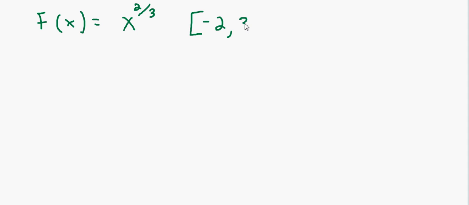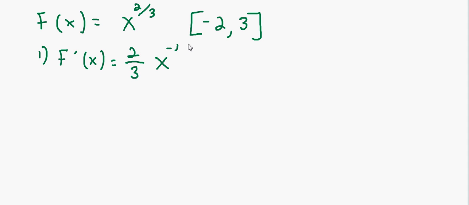So let's do that. Let's say we have the function f of x equals, I don't know, let's say x to the 2/3. Why not? All right, and let's say we're looking on the interval from -2 to 3. The question is going to be, find the maximum and minimum of f of x on this interval. Well, like we said, what we're going to do first is derive this function. f prime of x is 2/3 x to the -1/3, which is the same thing as 2 over x to the 1/3.